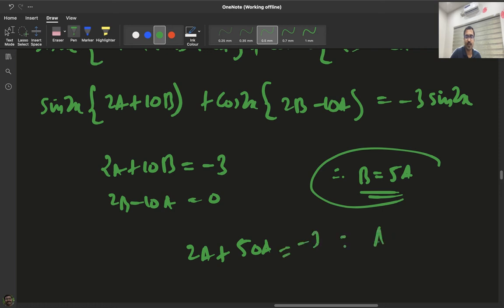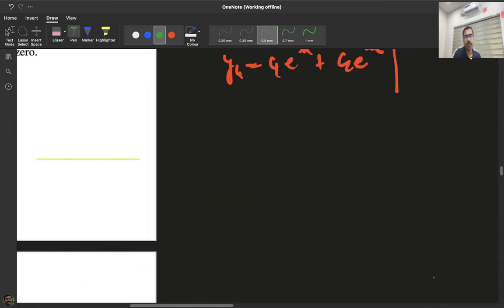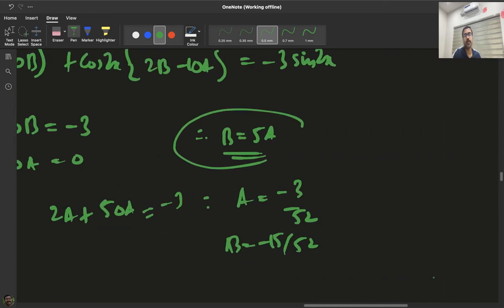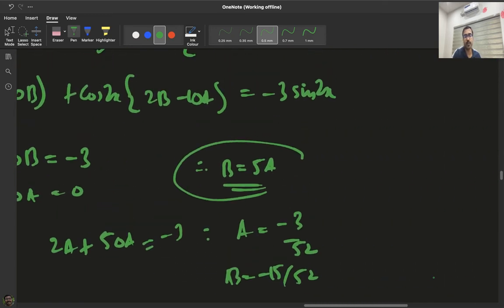Therefore A is equal to, I think, minus 3 by 52. Therefore your B would be equal to minus 15 by 52. I hope it is correct. Okay, so we'll just check it out. Yeah, correct. So your A is minus 3 by 52 and B is minus 15 by 52.